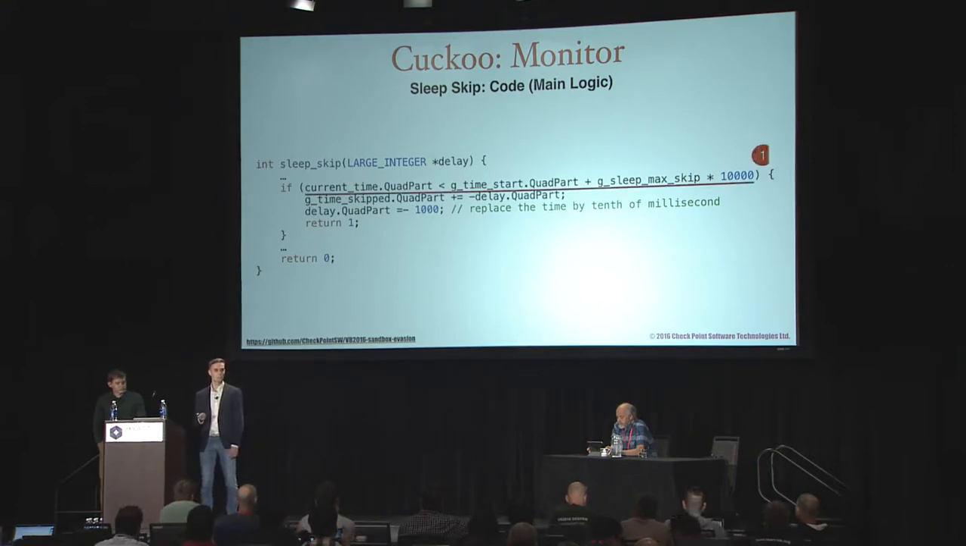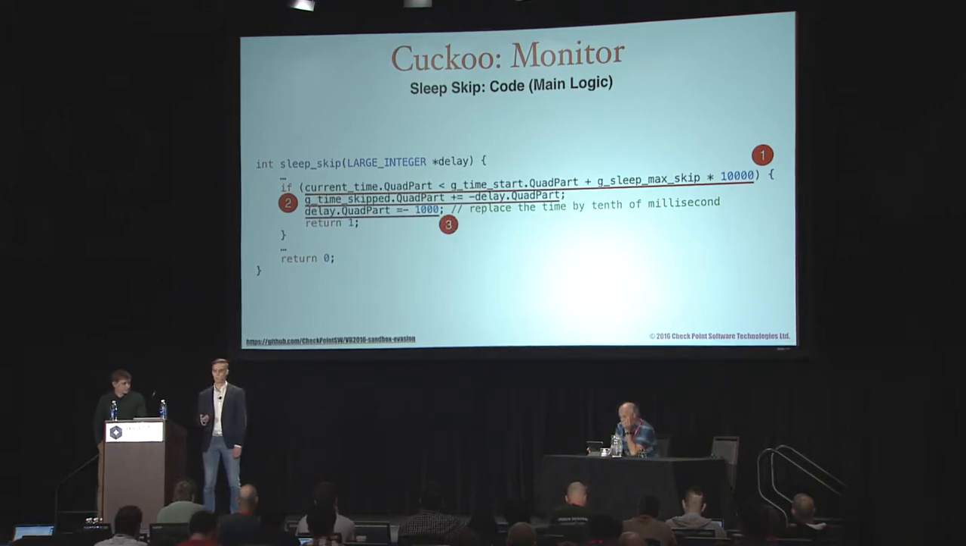So let's talk a little bit now about the sleep skip logic implemented in Cuckoo Monitor. According to the first condition, only delays within the first g_sleep_max_skip seconds are skipped. The second feature is usage of the global variable g_time_skip that is used for accumulating skipped delays. And this is the second place where the problem exists. The third feature that actually implements skipping is implemented here. The real delay is replaced with 0.1 milliseconds.